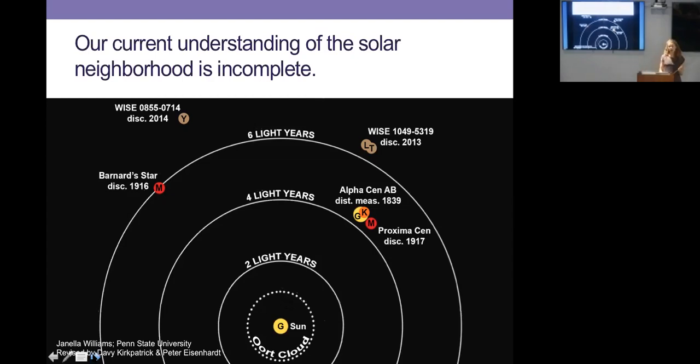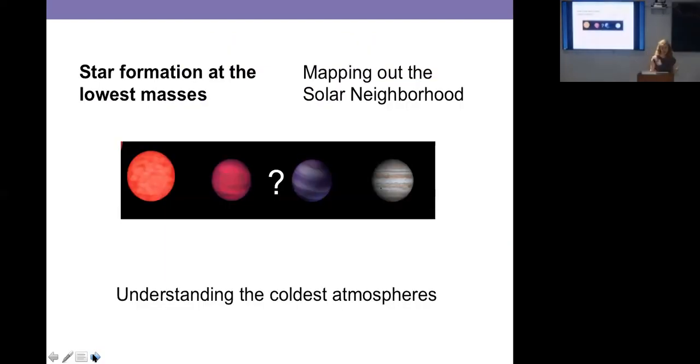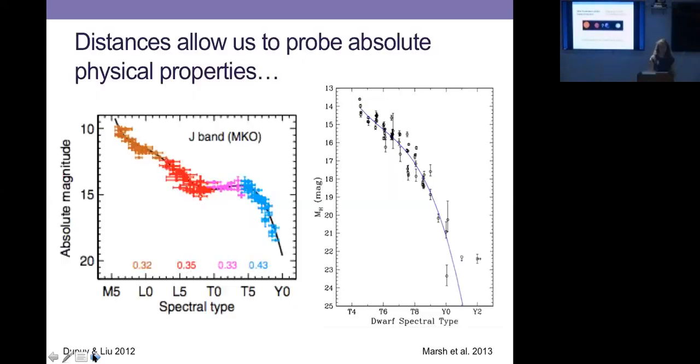And so that's why completing a volume limited sample using Spitzer to find parallaxes is going to help us determine where all of the other closest neighbors are that we didn't know were out there before. And then if we want to understand star formation at the lowest masses, parallaxes are also important because the distances allow us to probe the absolute physical properties of these objects that we're finding.